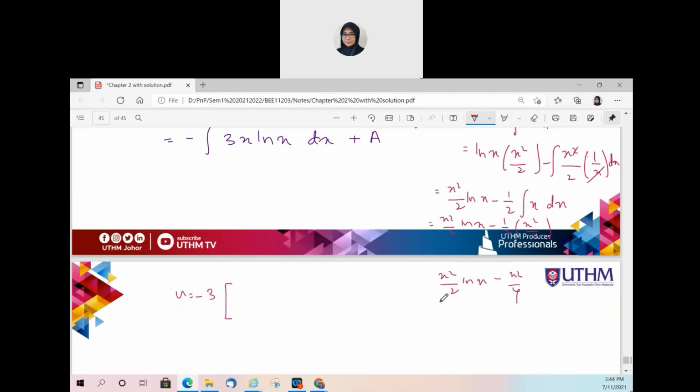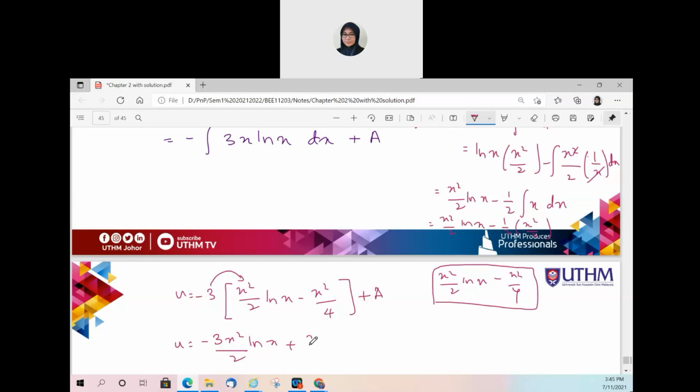Okay. Then you masukkan this whole thing dekat sini. Then u equals to minus 3 times x square over 2 ln x minus x square over 4, plus a. Then u equals to, you darab this one dengan this one, you will get minus 3x square over 2 ln x plus 3x square over 4 plus a. So this is our u.